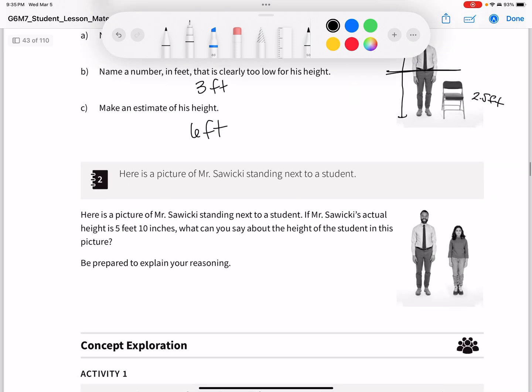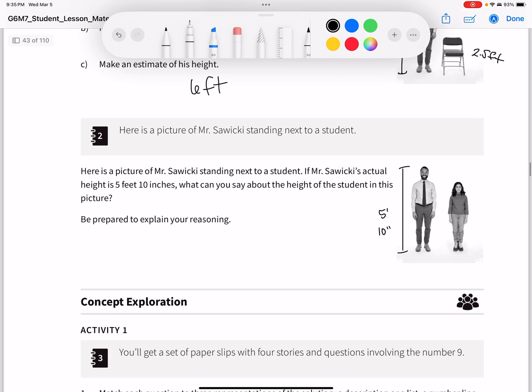Here's a picture of Mr. Sawicki standing next to a student. If Mr. Sawicki's actual height is 5 feet 10, so from here to here, that's 5 feet 10 inches. What can you say about the height of the student in this picture? Now, we're not going to be able to say exactly how tall the student is, but we can give an estimate using inequalities. So I would say that the student is shorter than 5 feet 10 inches.